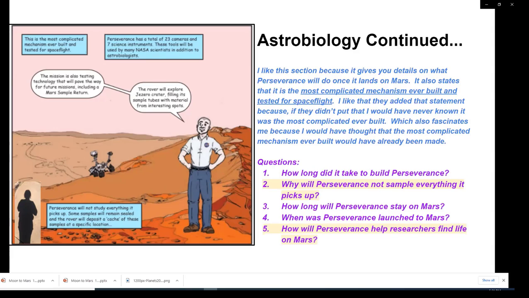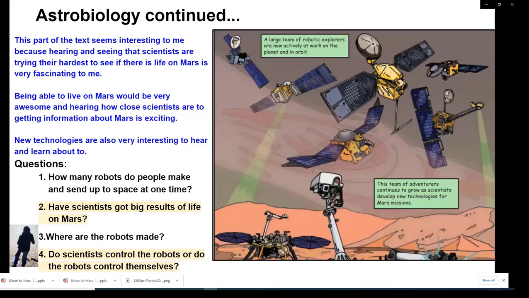I like that they added that statement because if they didn't put that, I would have never known it was the most complicated ever built, which also fascinates me because I would have thought that the most complicated mechanism ever built would have already been made. And some questions I have are: why will Perseverance not sample everything it picks up? And how will Perseverance help researchers find life on Mars?